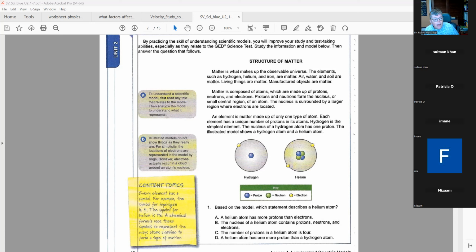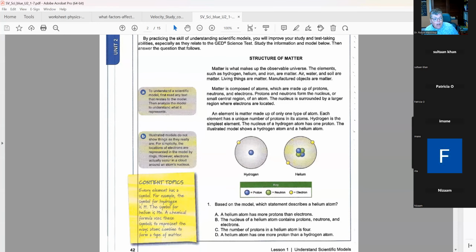The number of protons in a helium atom is 4. So again, we're looking for the yellow. We only have 2. So C is not true. That means D has to be the right answer, right? It better be. A helium atom has 1 more proton than a hydrogen atom. Yes, perfect. We've got 1 and 2, so it is D. And you did not have to read this. 3 paragraphs. That will save you time.